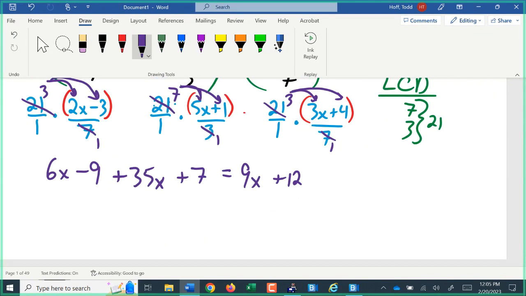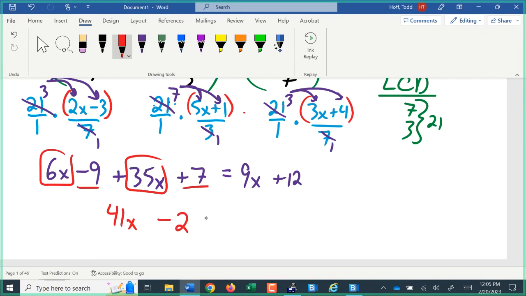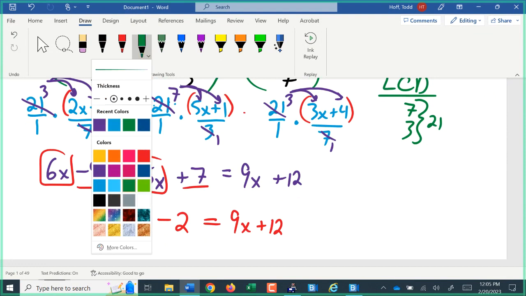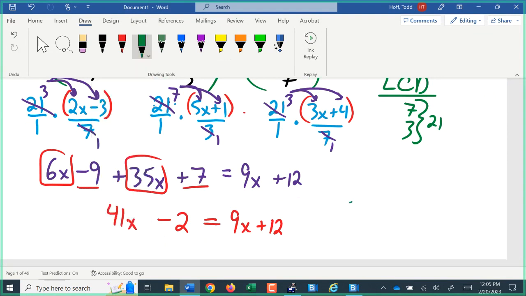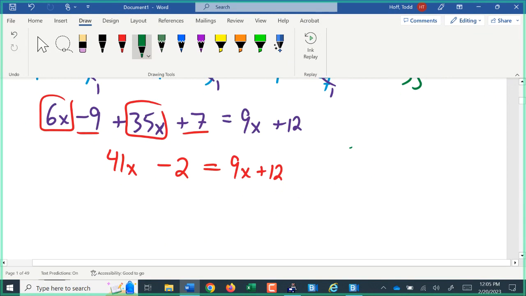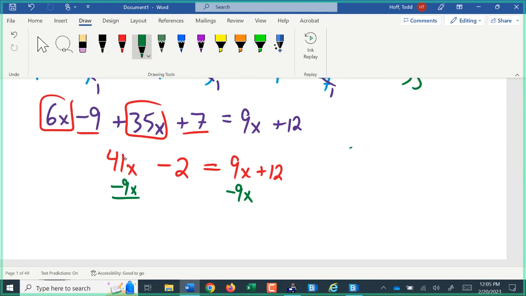We still have to go through the steps. We combine what we can on each side. So on the left side, we have 6x and 35x, make 41x. We also have negative 9 and positive 7 makes negative 2. On the right side, there's nothing to combine. This is 9x plus 12. Next, we have to make sure the variable is on just one side. Well, here it's on both sides, so we'll get rid of the smallest one. That's the 9x. We'll subtract 9x. 41x minus 9x is 32x. Minus 2 equals 12.